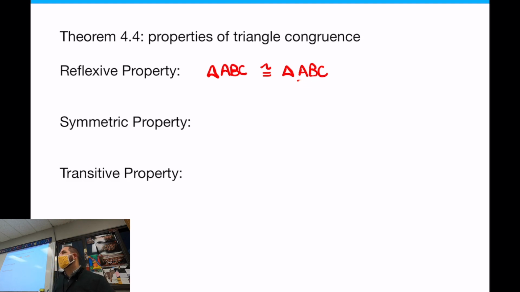Okay, so you set something congruent to itself. That's reflexive. It's like a mirror. It's reflecting. That's how I think of it. One side, the other side is exactly the same across the congruency symbol. Symmetric. You have to have one equation.